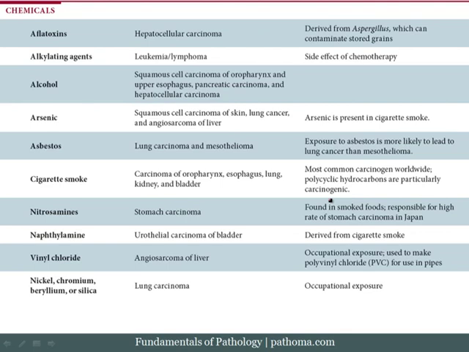The first chemical are aflatoxins. This is actually relatively high yield, and the reason it's high yield is because aflatoxins have an important relationship to hepatocellular carcinoma. Now, you may have never heard of this, but hepatocellular carcinoma is, in some countries of the world, especially in some countries in Africa, actually the most common cancer seen in those populations. And the reason is based on this notion of aflatoxins.